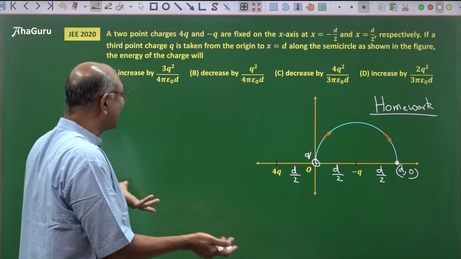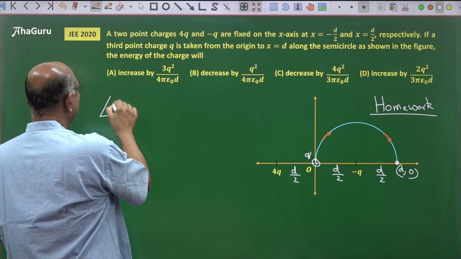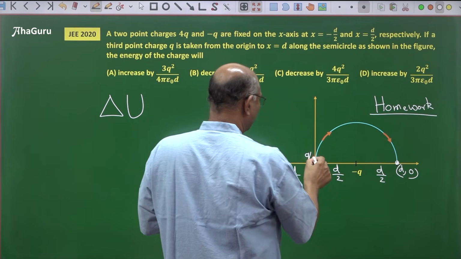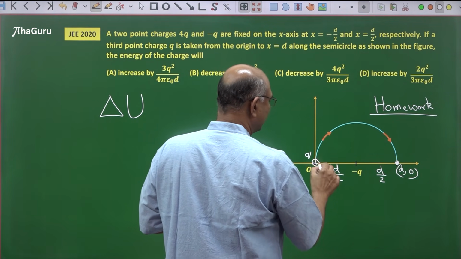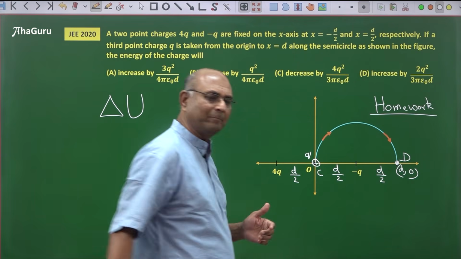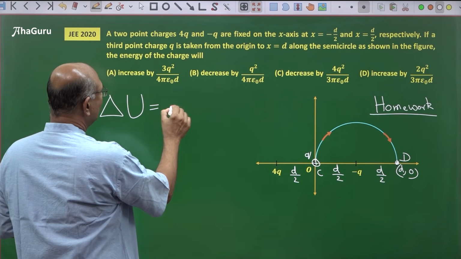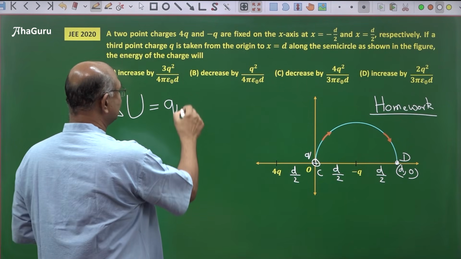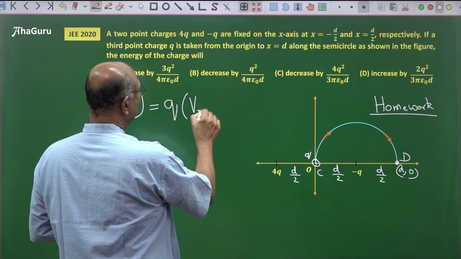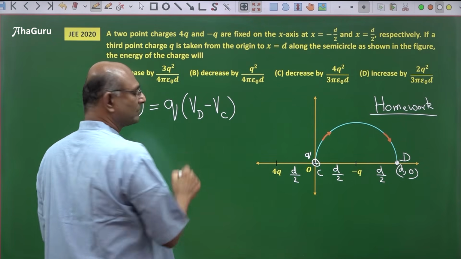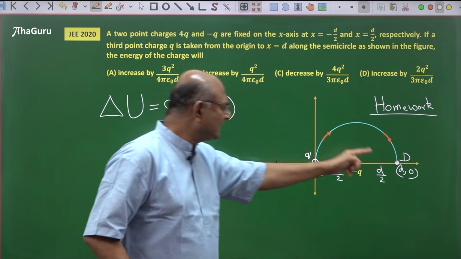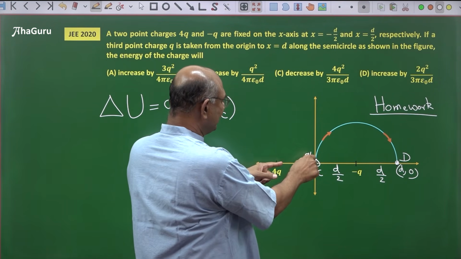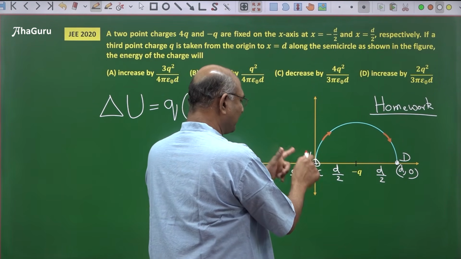Now the question is, when this charge is taken from here to there, what will happen to the energy of the charge? So what are they asking? They are asking you to find delta U. Suppose I call this point C and this point capital D. Delta U will be q times delta V, which is potential at D minus potential at C. Now potential at D will be because of minus Q and because of 4Q, and potential at C will be because of minus Q and because of 4Q.